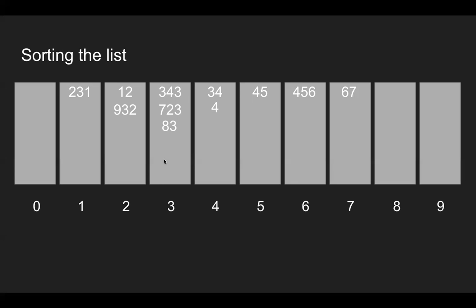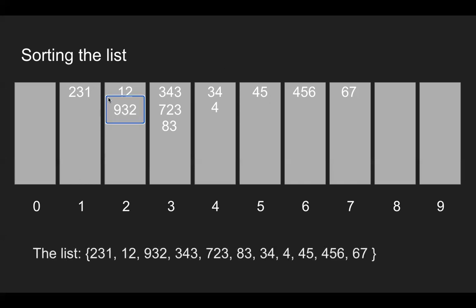Once you've sorted everything, you're going to make a new list, going top down through all the buckets. So our new list looks like this. It starts from 231, 12, 932, all these in order top down. Now you have this new list. So this is the basic premise of a bucket sort.